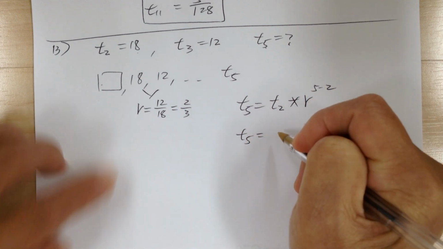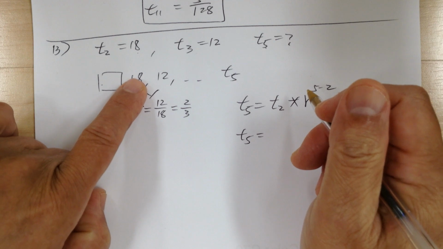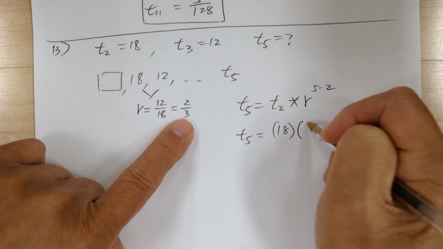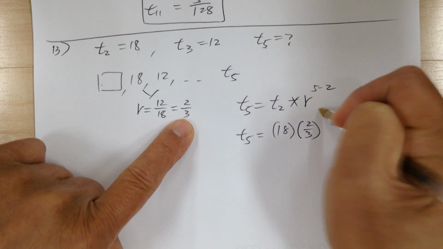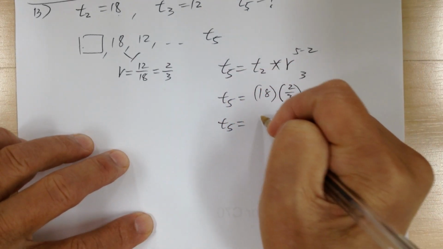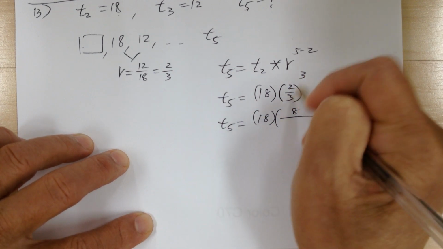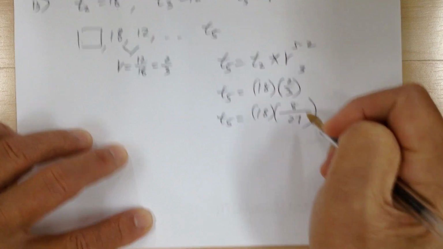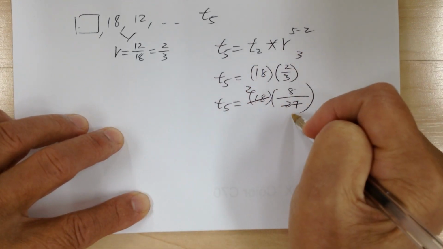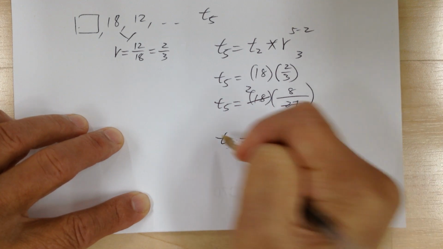So T5 will equal T2. Remember, you are missing the numbers in front. So here's your T2, which is 18, and R is 2 over 3 to the 3 power. So T5 equals 18 times, 2 to the 3 power is 8, 3 to the 3 power is 27, and these are divisible by 9, so divide by 9, I get 2, divide by 9, I get 3. So T5 equals 16 over 3.